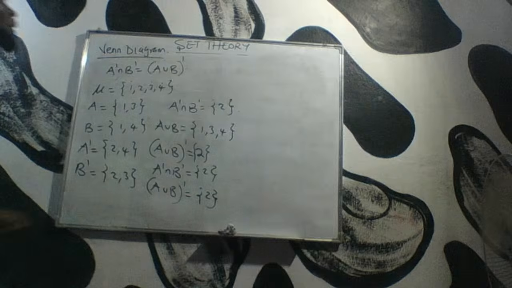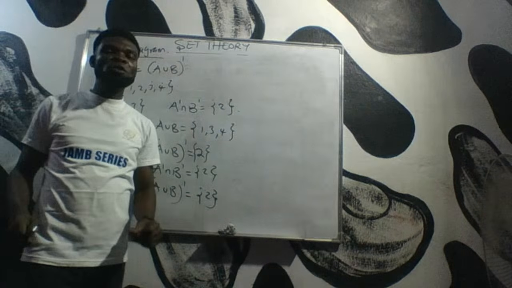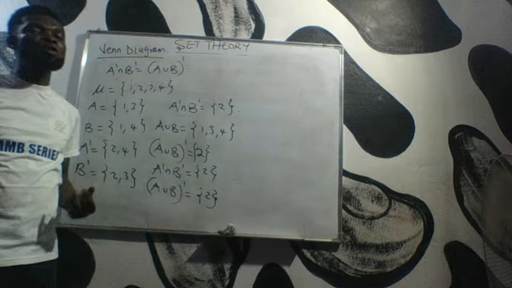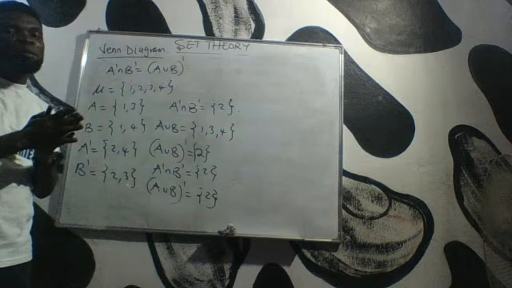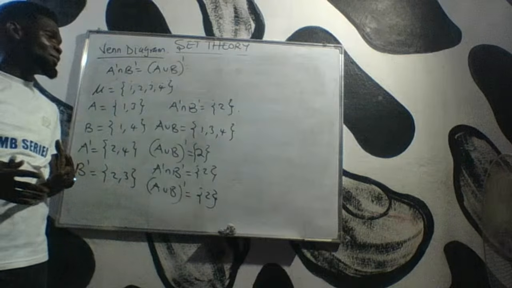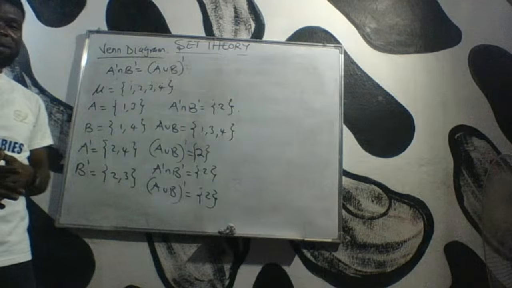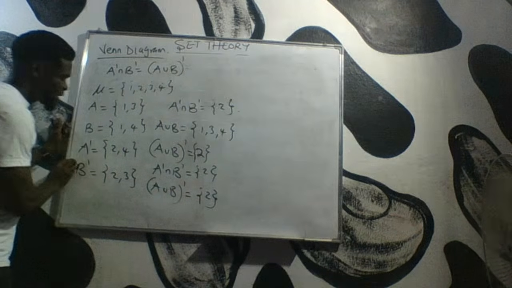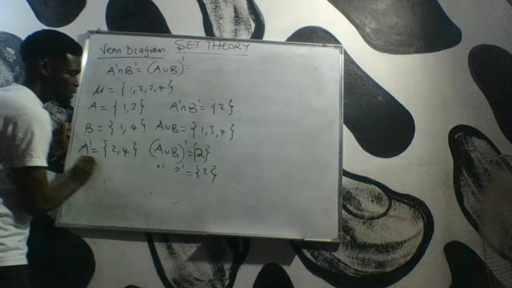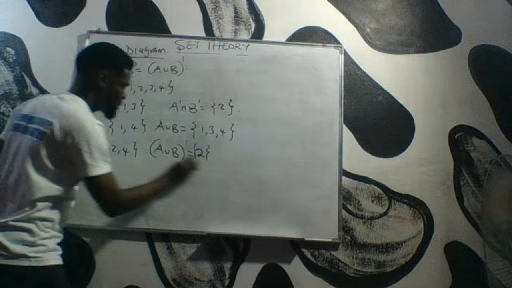Someone asks, can A prime union B prime be shown on a Venn diagram? Anything can be shown on a Venn diagram. But please, like I said, we are just following the JAMB syllabus. That is what is obtainable as far as JAMB is concerned. That's what we are dealing with. So let's quickly, because we still have things to do, just keep moving forward.